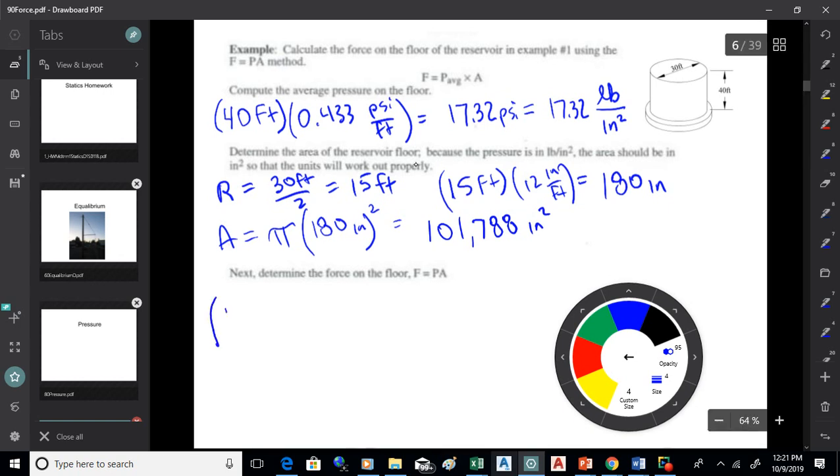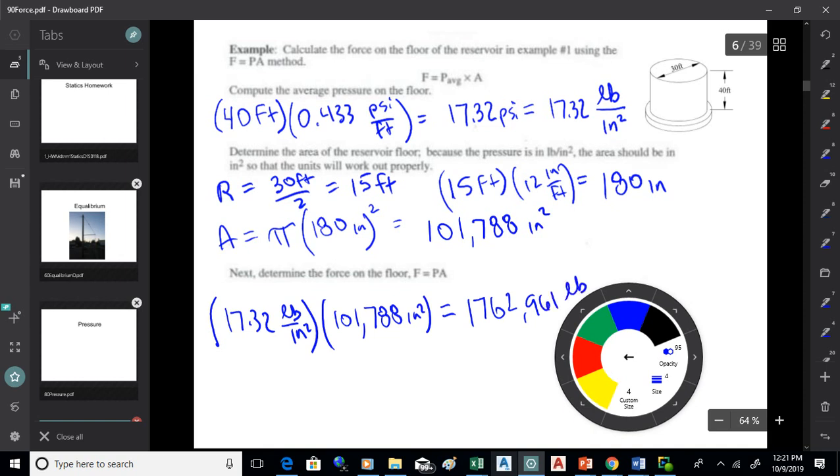Okay, and unit-wise, we know that every square inch has 17.32 pounds. And we know that we've got 101,788 square inches. And this time I get 176,961 pounds. On the previous page, I think I got 1,764,318 pounds, okay?